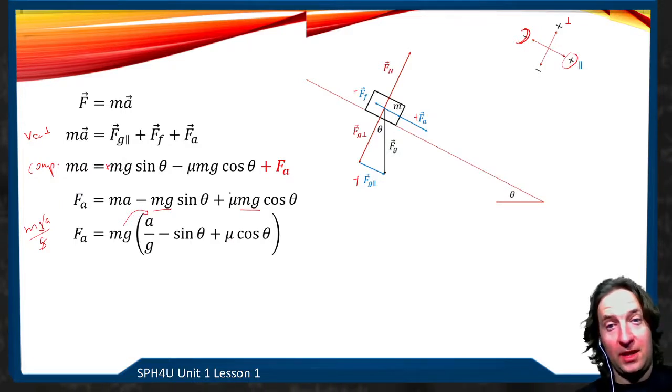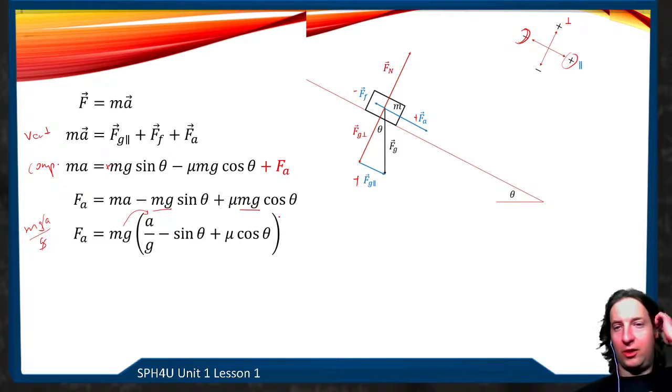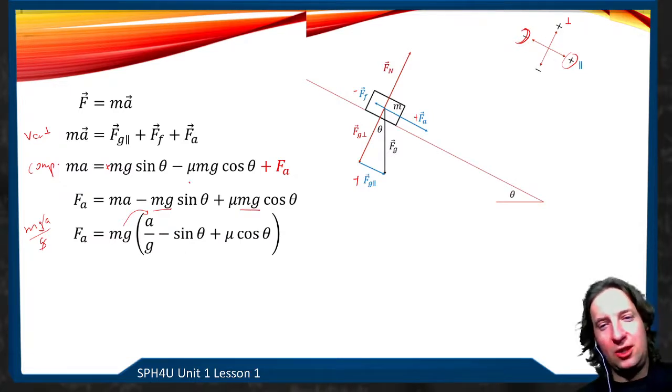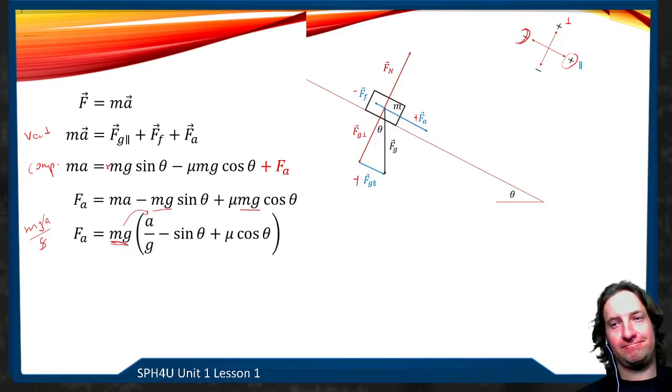Notice this term, this bracket here. What are the units going to be for that bracket? Units for this thing are going to be nothing, right? Because I have meters per second squared divided by meters per second squared. They'll cancel. And then sine and cosine, they're all unitless expressions. So really, this term is just telling me, mg is my force of gravity pulling down. And then I'm going to be making that bigger or smaller by this factor, a over g minus sine theta plus mu cos theta.